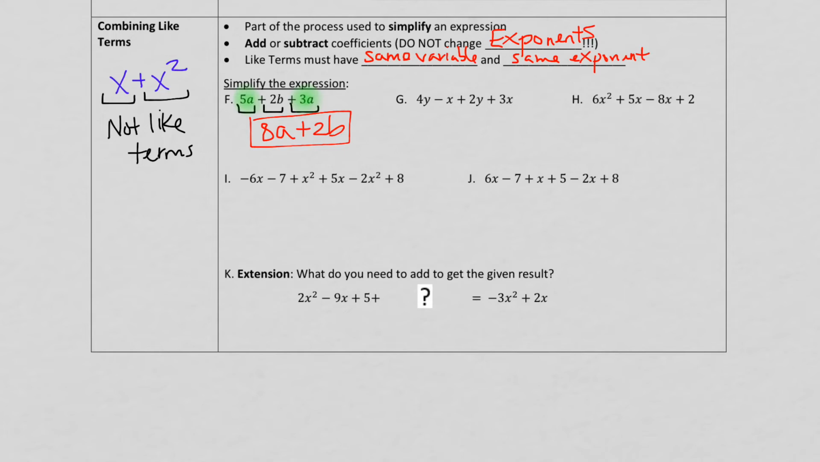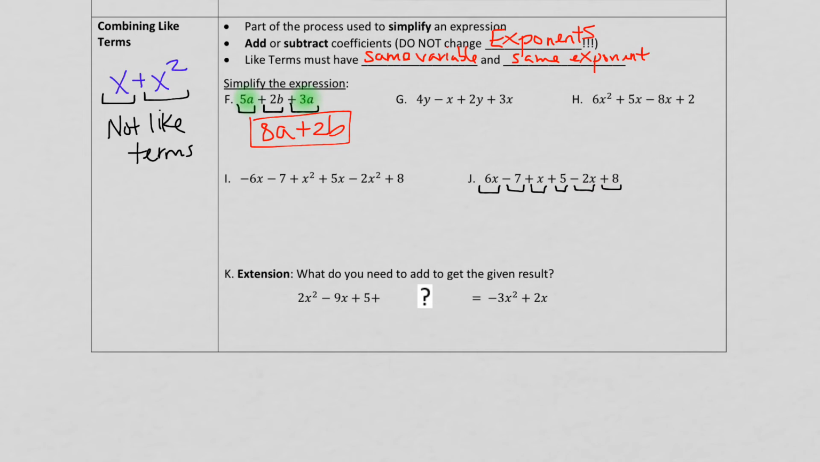Just one more example. Let me show you, I'm going to bookend this. So let me go to example J, which is here. So again, in this case, I have more terms, so not a big deal. I have a 6x, a minus 7 constant, a plus x, a plus 5, a minus 2x, and a plus 8. So I have 1, 2, 3, 4, I have 6 terms. The question is, are there like terms? So I'm going to go ahead and identify my like terms.